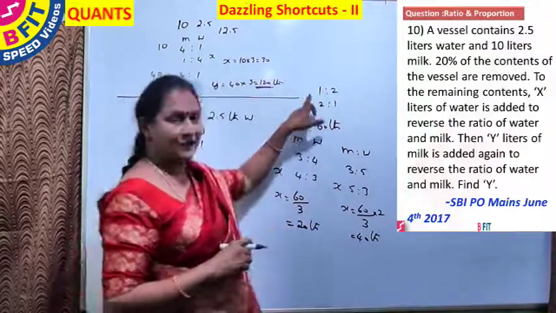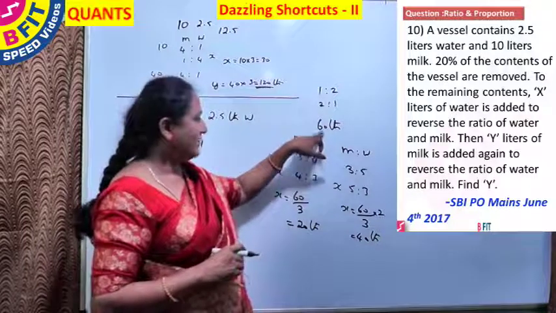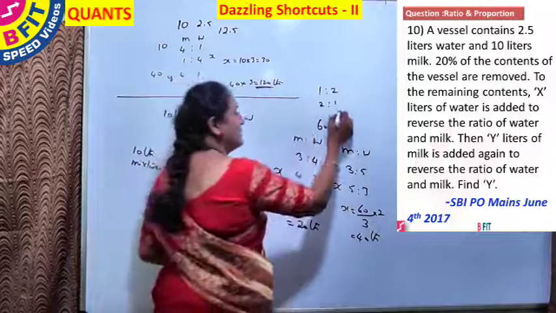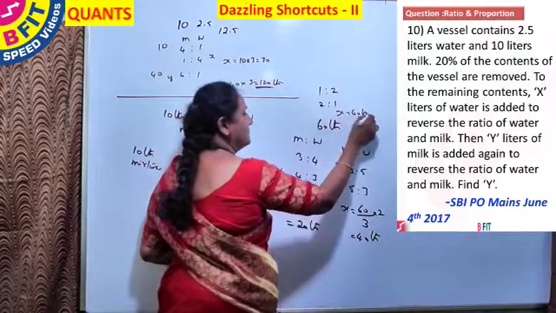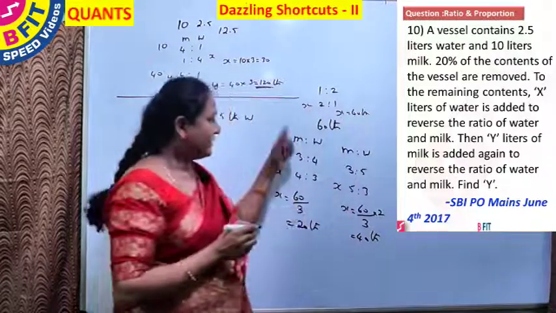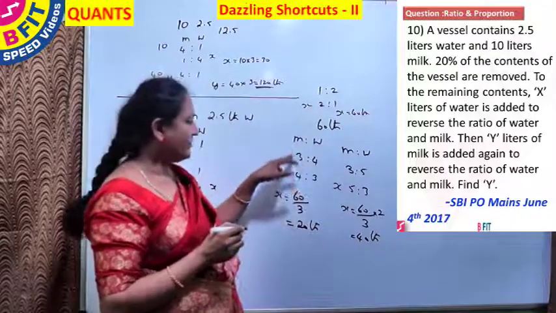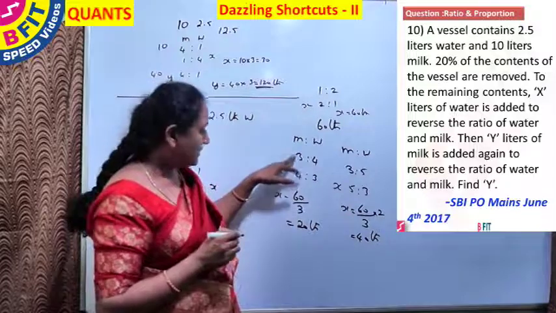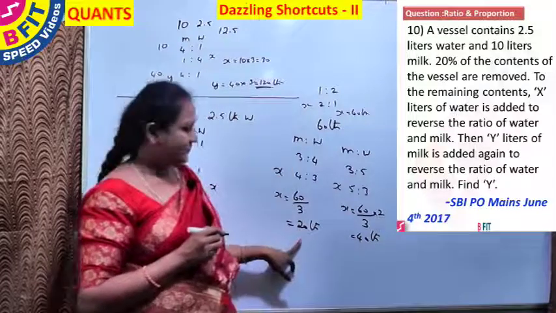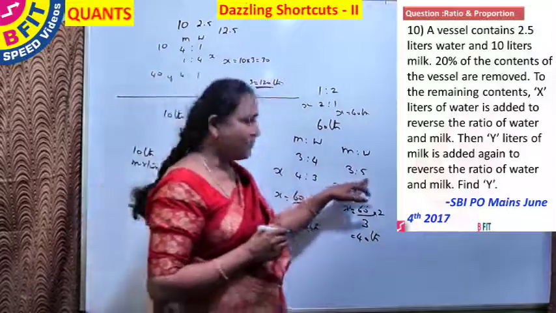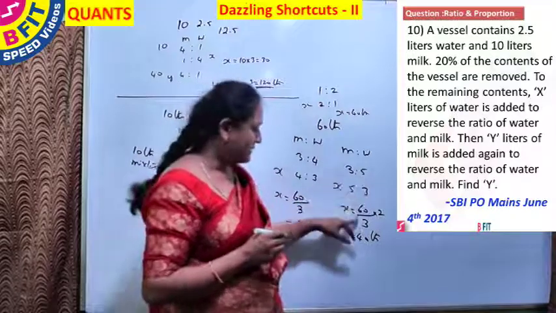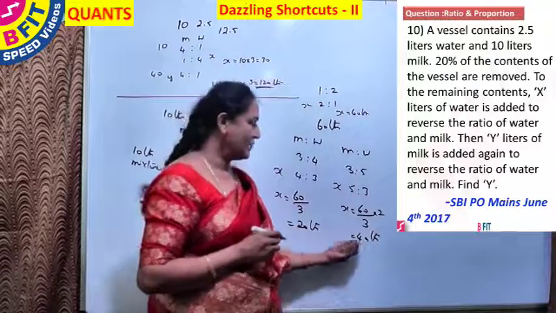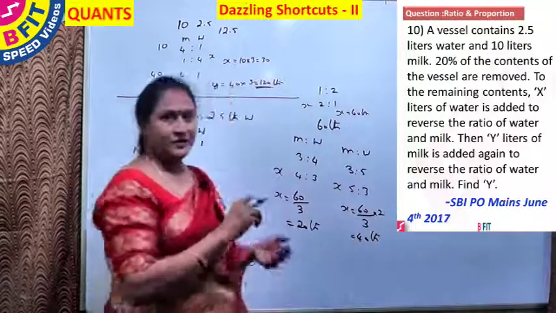So if you have 1 and the difference is 1, divide by the smaller value 1, multiplying it with 1. So you have x as 60 liters. Suppose it is not 1:2, if you have other numbers than 1 and the difference is 1, divide by the smaller value, 20 liters. And here if you have more than 1, divide by the smaller value and multiply it with 2, you get the amount that should be added to reverse the ratio.